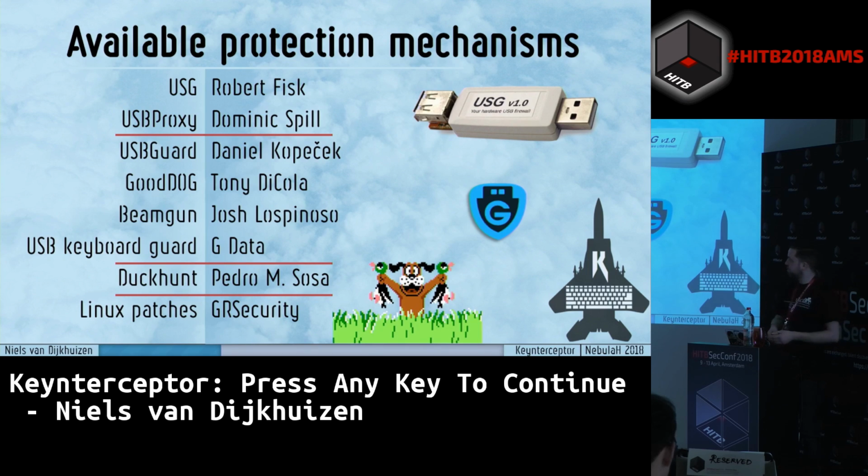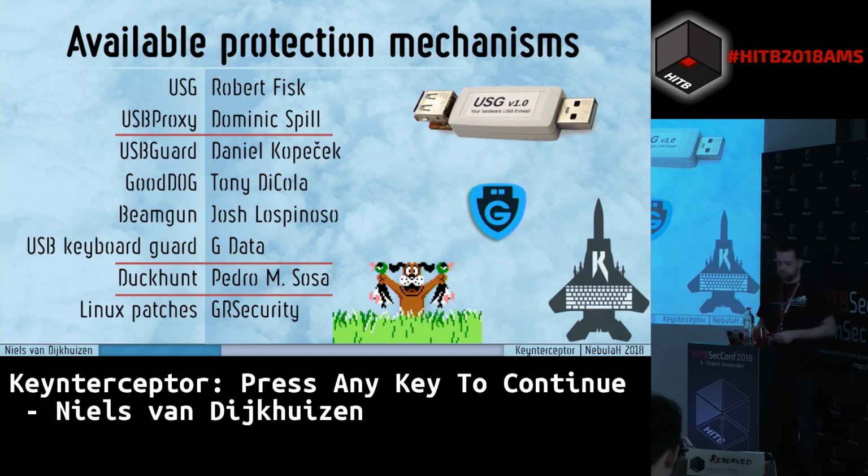Then on the software side of things, we have USBGuard from Daniel Kopecek from Red Hat. He created an extension to udev, on Linux, of course, to have a user interface where you can allow or block a connected USB device. As soon as I plug in a keyboard or a mass storage device, I will get a pop-up on my screen that says, "Hey, is this a good device or not?" And like a personal firewall, you can choose whether it's okay or not.